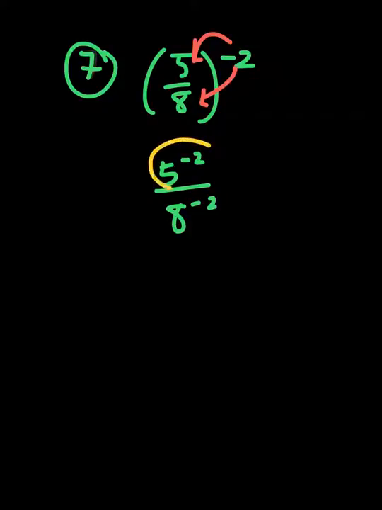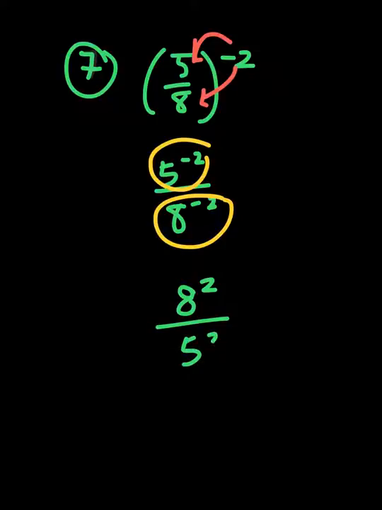Both exponents indicate that the base is sad, so we need to move it to make the base happy. So 8 to the 2nd is going to be in the numerator, 5 to the 2nd is going to be in the denominator. Now that they've moved, they're both happy, giving me 64 over 25.